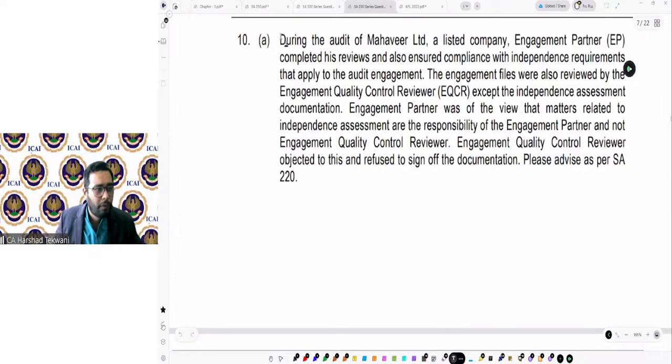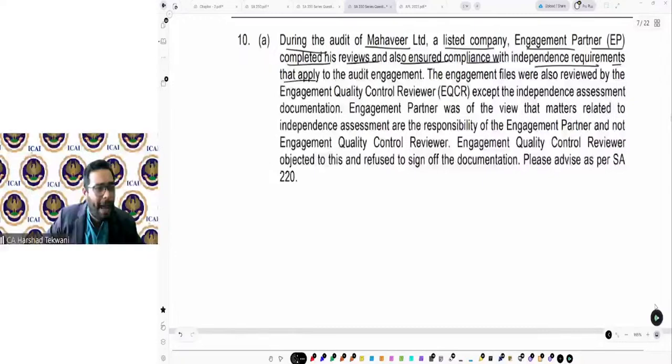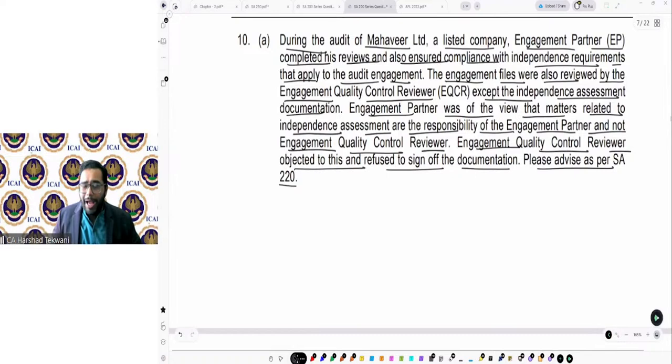Let's see this question. During the audit of Mahavir Limited, a listed company, the engagement partner completed his review and also ensured compliance with the independence requirement that applied to the audit engagement. The engagement files were also reviewed by the engagement quality control reviewer, except the independence assessment documentation. The engagement partner was of the view that matters related to independence assessment are the responsibility of the engagement partner, not of the engagement quality control reviewer. The engagement quality control reviewer objected to this and refused to sign off the documentation. Please advise as per SA 220.